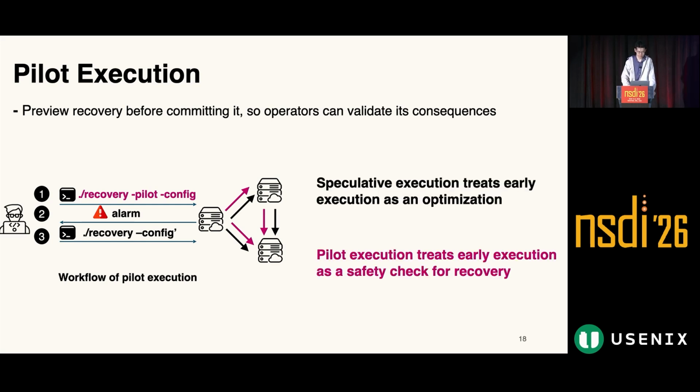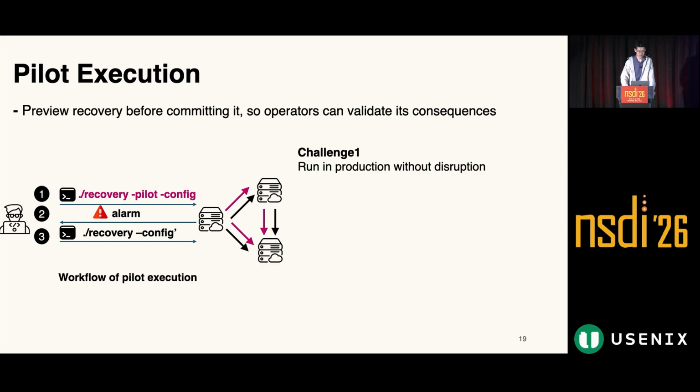This idea may sound familiar because in systems, we often use speculative execution. We run something early, and if it turns out to be useful, we commit it. But the goal of our model is totally different. In speculative execution, we run early to improve performance. In pilot execution, we run early to check for recovery safety.